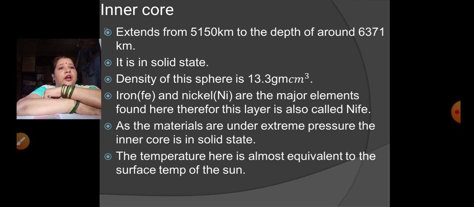In this core, the materials are under extreme pressure. They are fully pressed up. Because of this pressure, the inner core is in solid state. The temperature here is almost equivalent to the surface temperature of the sun. That means the temperature over here cannot be estimated. It is unpredictable. We don't know exactly how much the temperature is. We have just compared it with the surface temperature of the sun.